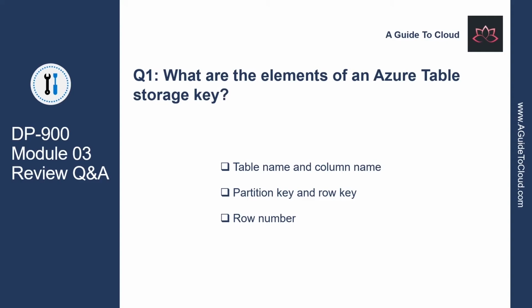What are the elements of an Azure table storage key? Is it table name and column name? Definitely not. Is it a row number? No. So the correct answer is partition key and row key. The partition key identifies the partition in which a row is located, and the rows in each partition are stored in row key order.